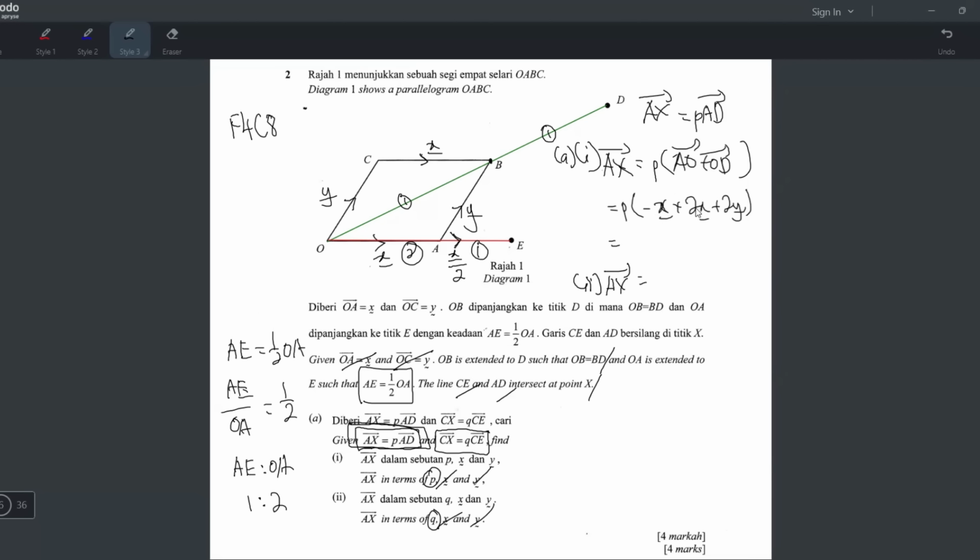And then X with X we can combine. Negative 1 plus 2 is just positive 1. So it's 1X, but I have to times P, right? So it will be PX. And then the 2Y times P will just be 2PY. And that's the answer. And as you can see, the answer is in terms of P.